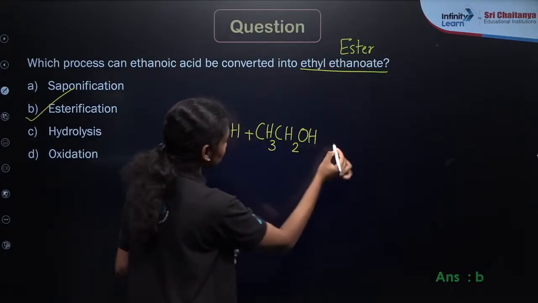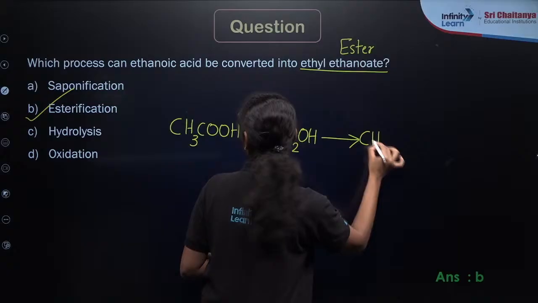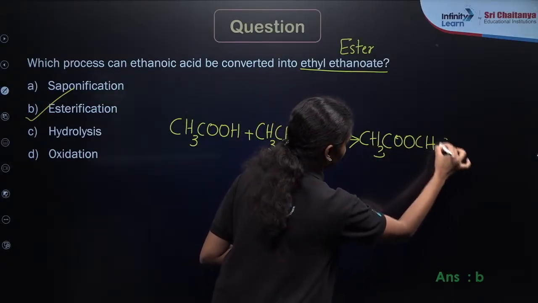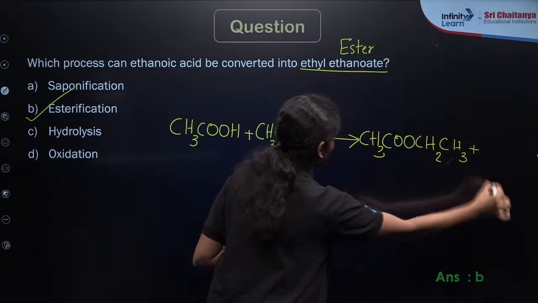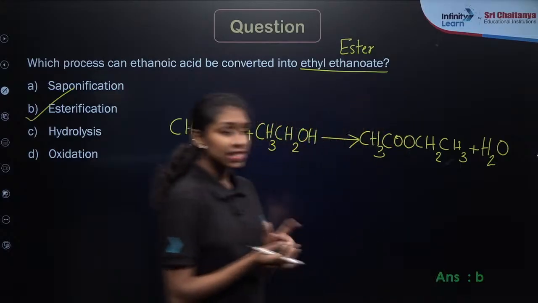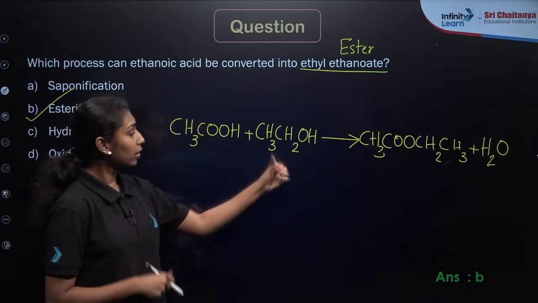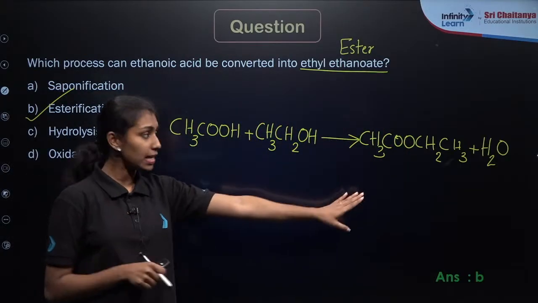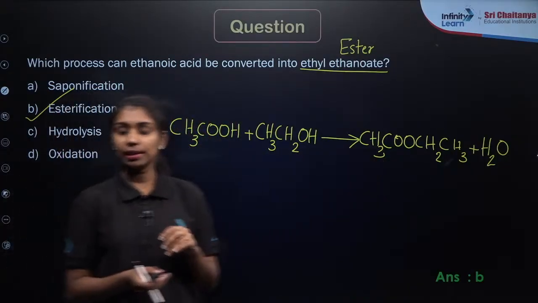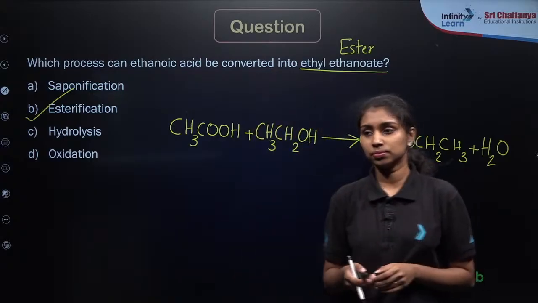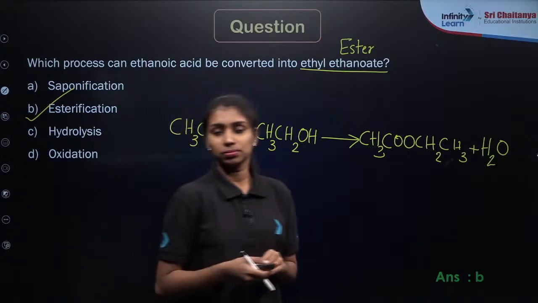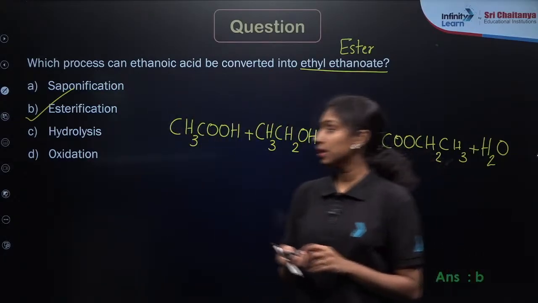What will be our product? So this is the esterification reaction. Ethanoic acid is reacting with ethanol to form ethyl ethanoate as the ester along with water. Clear? This type of reaction is known as esterification. Is that clear? Is there any doubt in the reaction?